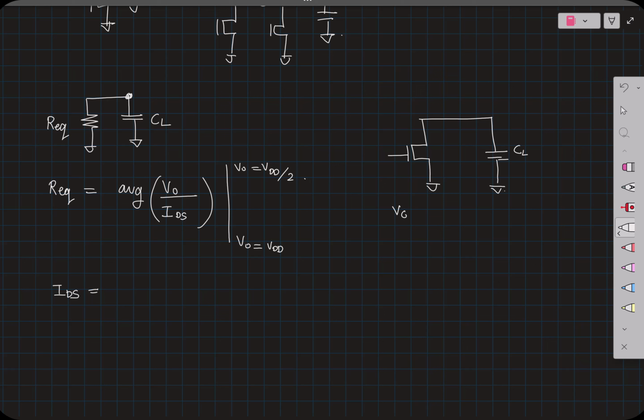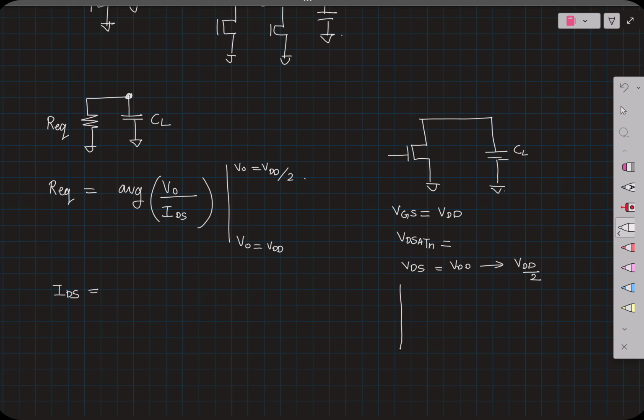What is the VGS of this transistor? VGS is VDD, and that remains a constant VDD throughout, right? Then this will have some VDSAT, and the VDS is going to change from some large value to a small value, right? The VDS is going to start from VDD and we are interested in till it reaches VDD by 2, right?